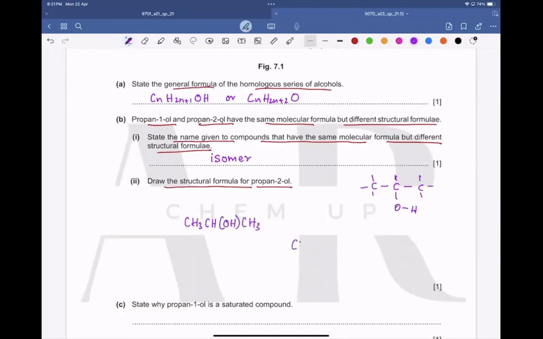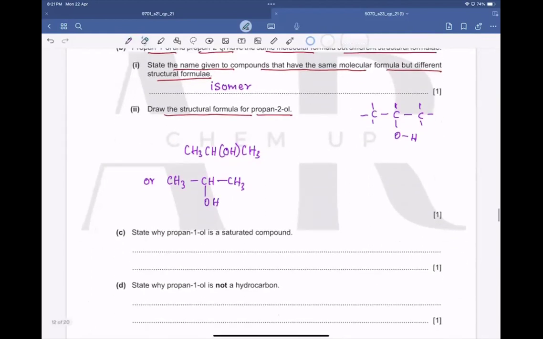Or instead of this, you can make it like this: CH3, CH, CH3, and OH over here. So see, it is also considered a structural formula, but the best or the most appropriate way of making the structural formula is the one which I drew on the top.